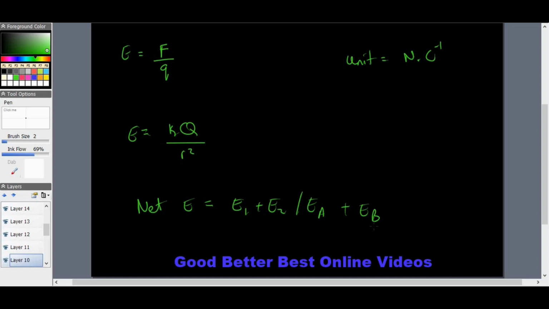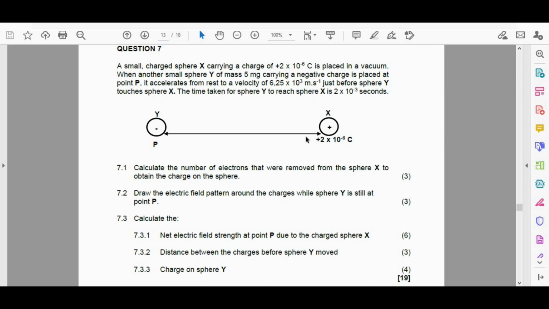Having this formula and everything under our belts now, let's attempt that question 7 and see how well we do. I'm going to put it up quickly. This question says a small charged sphere X carrying a charge of positive 2 times 10 to the negative 6 coulombs is placed in a vacuum. Another small sphere Y of mass 5 milligrams, which is 5 divided by 1,000 grams, carrying a negative charge, is placed at point P. It accelerates from rest to a velocity of 6,25 times 10 to the power of 3 meters per second, just before sphere Y touches sphere X. The time taken for sphere Y to reach sphere X is 2 times 10 to the negative 3 seconds.